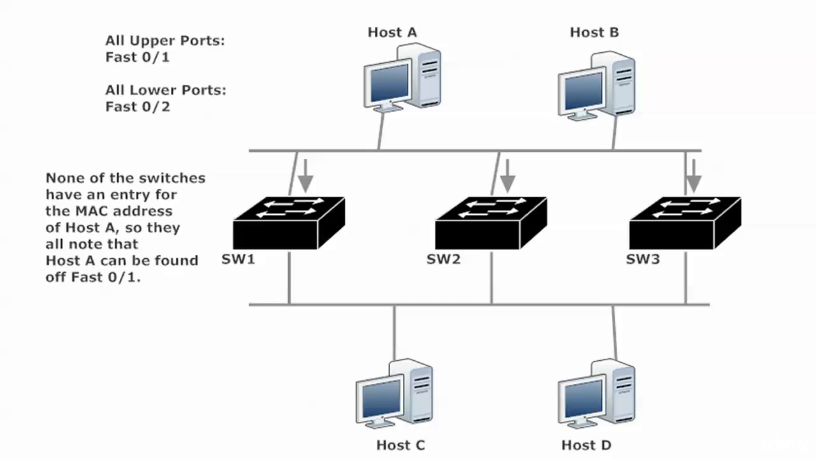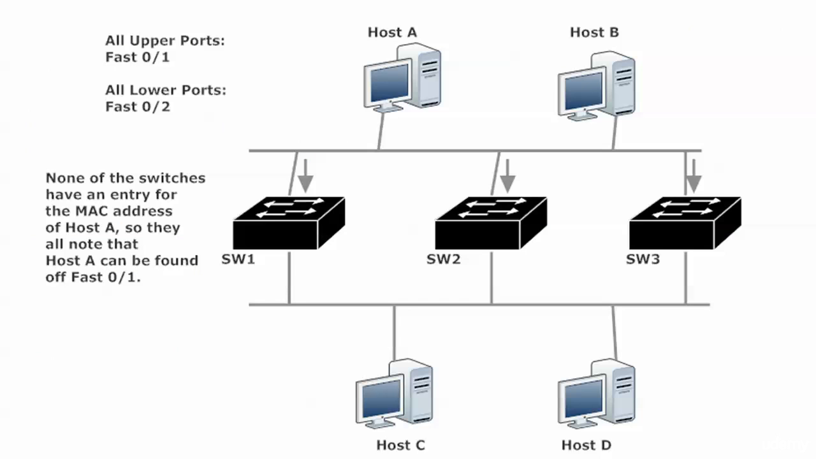Here we have two hosts at the top of our network, if you will, host A and host B. Two more at the bottom, host C and host D. And our three switches, all their upper ports are Fast Ethernet 0.1, all lower ports Fast Ethernet 0.2. Host A is sending a frame to host C.